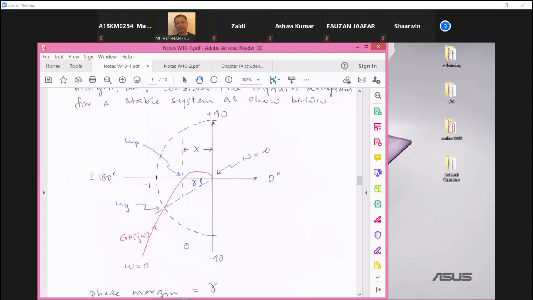Let me go through again. You start with frequency equals 0, and then you increase that to infinity. Along the way, you are going to meet the gain crossover frequency, which is when the magnitude is equal to 1. And then after that, you're going to meet another frequency called the phase crossover frequency, which is when the phase angle is plus and minus 180, and then you go on until frequency is equal to infinity. So that is some definition of frequency along the way.